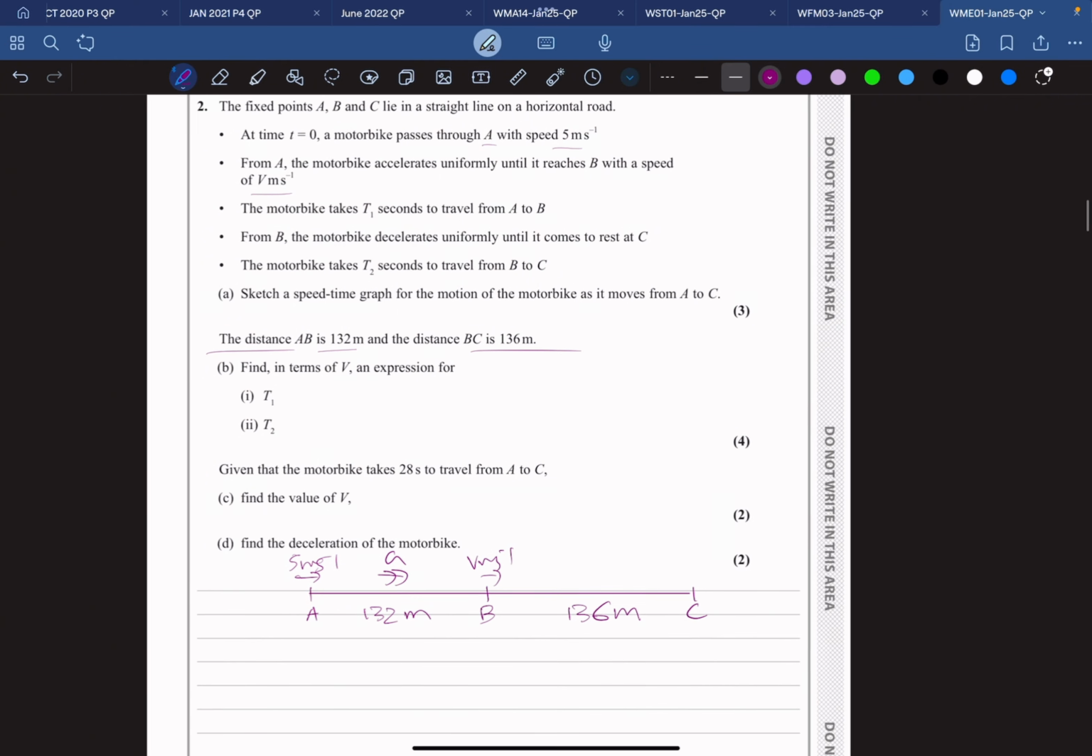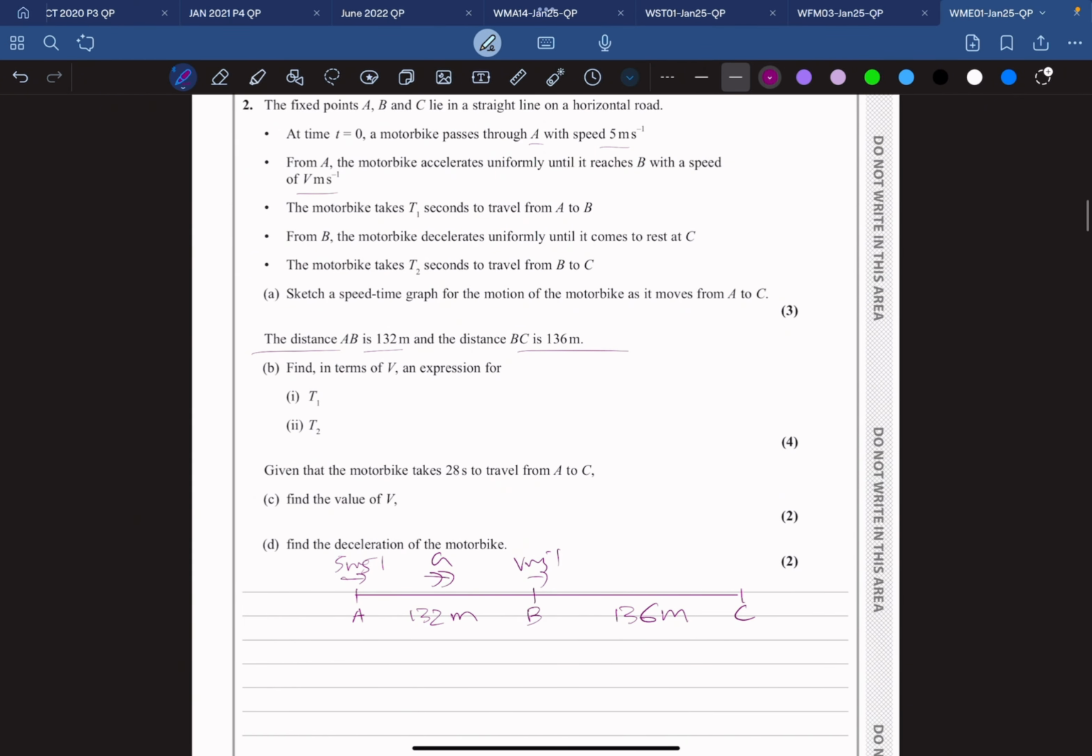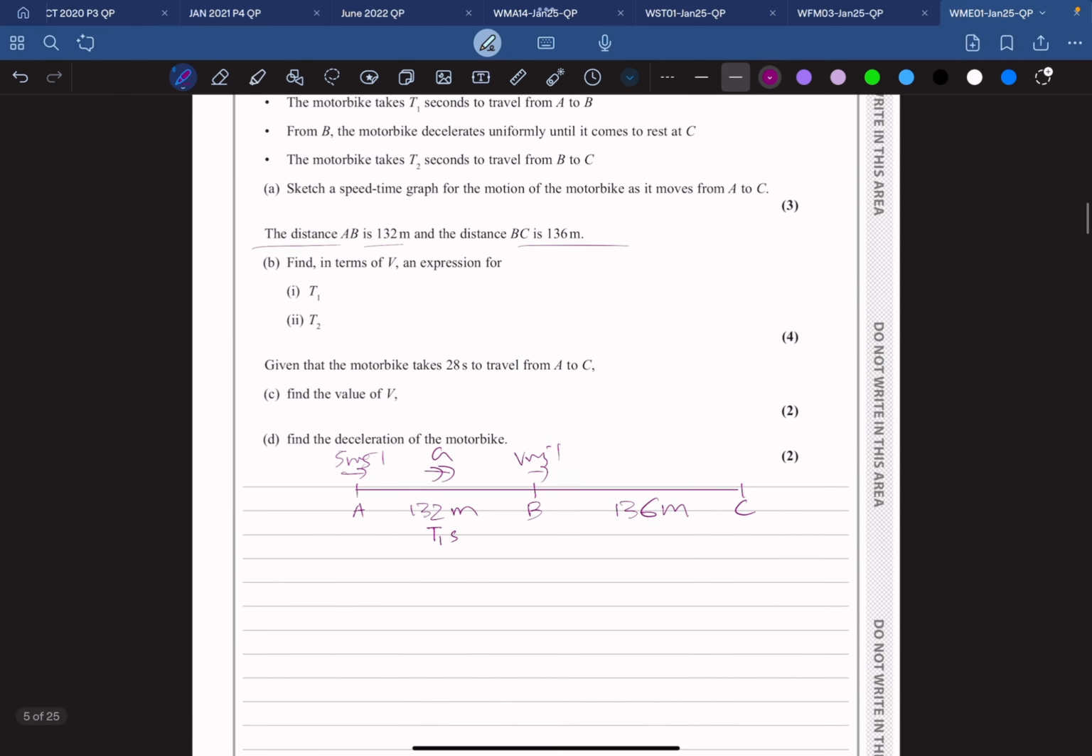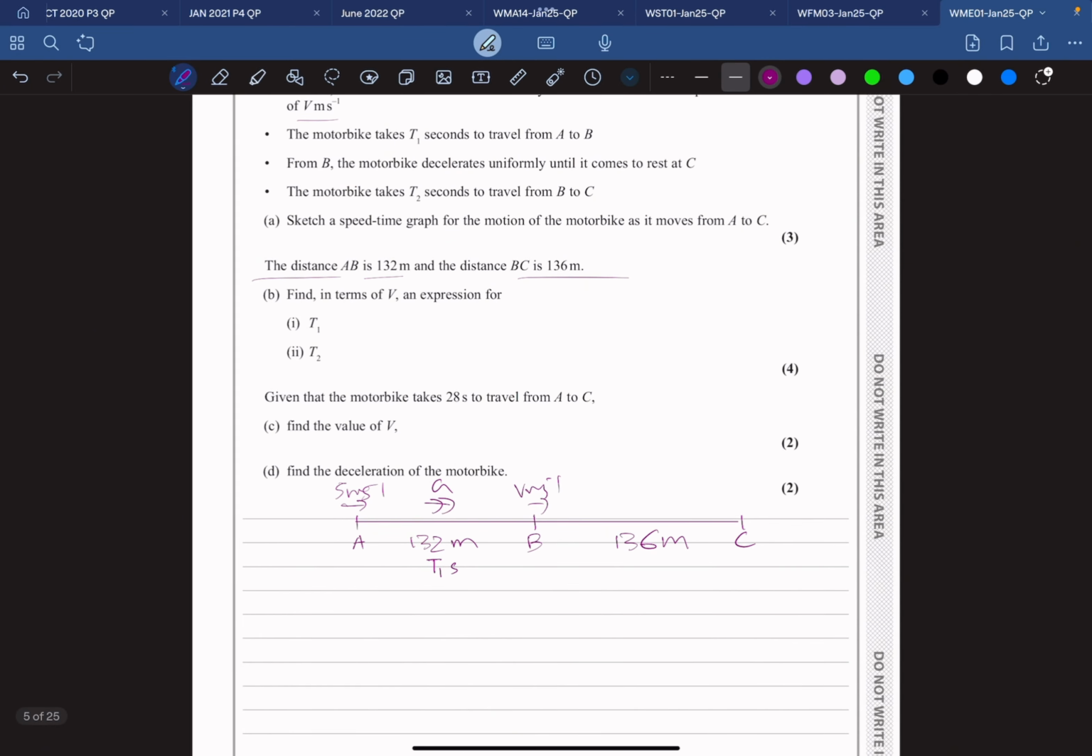The motorbike takes t1 seconds to travel from A to B, so this takes t1 seconds, and the motorbike decelerates uniformly until it comes to rest. So it's actually at rest when it comes to C. Now I can't just label this A, because they're on the same line, so we can call this A1 and call this A2. And this takes t2 seconds, as it says here.